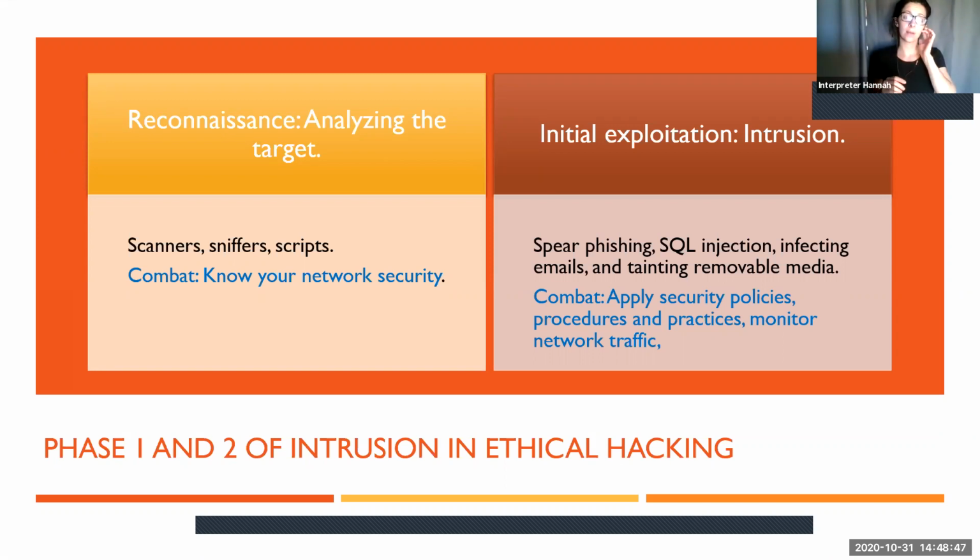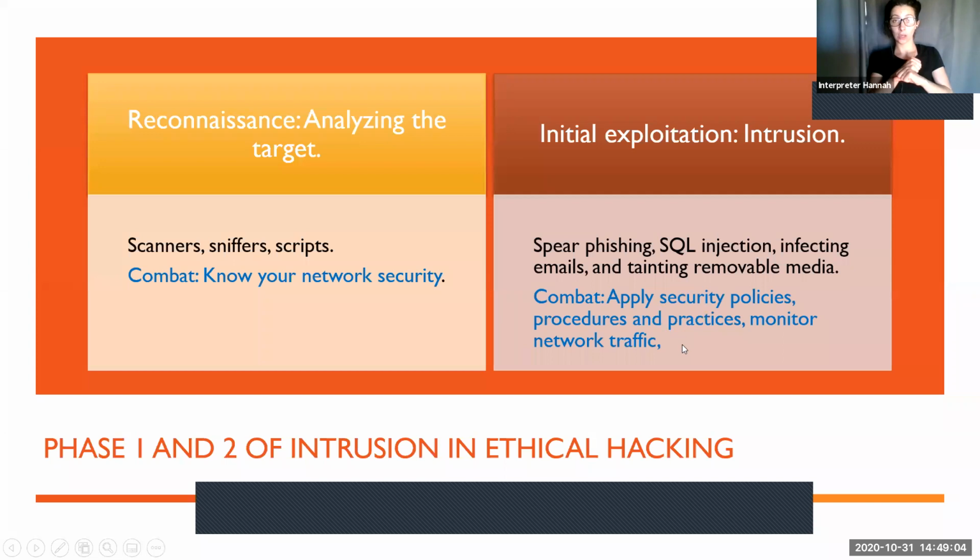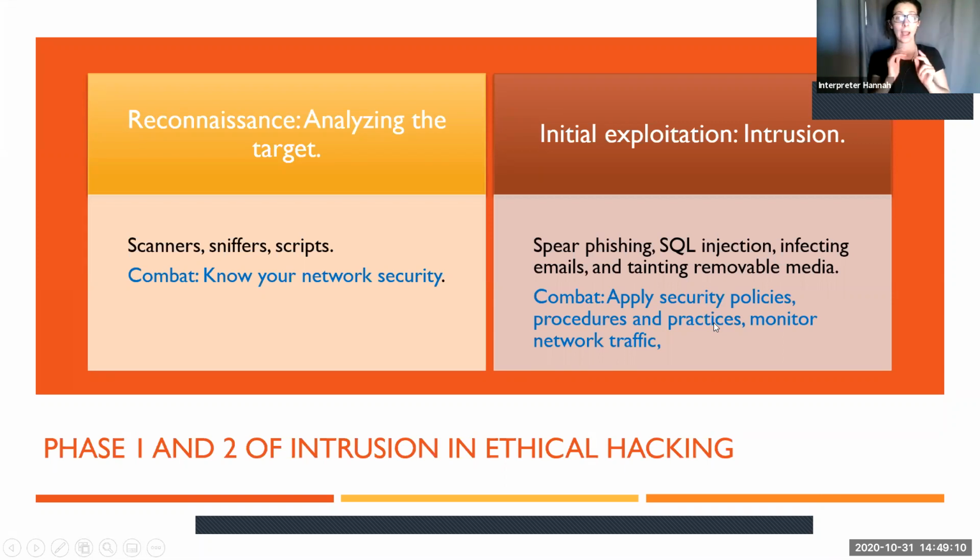Then they would have intrusion. That's when they would start entering and exploiting. Okay, infecting. Okay, disrupting, causing issues. Okay, so what can we do from a perspective of security? We can apply policy, rules, procedure, and make sure our people are having the right practices, monitor the network traffic.